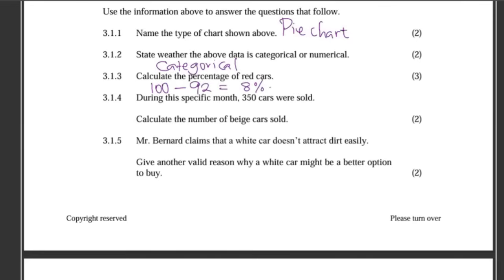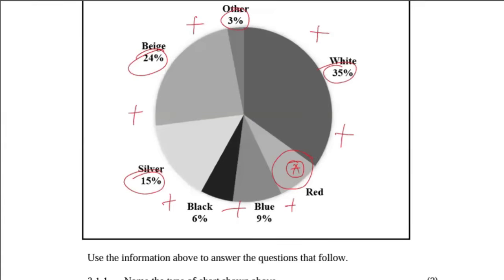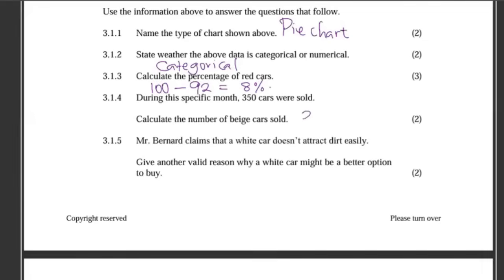During the specific month, 350 cars were sold. Calculate the number of these cars, the big cars are 24%. So how many were they? So we shall say 24 over 100 times 350, which gives you 84 cars. Okay, Mr. Bennett claims that a white car does not attract that easily. Give another valid reason why a white car might be a better option.